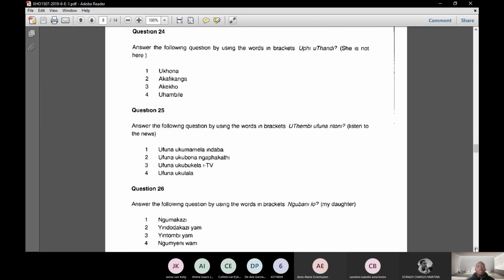Question number 24. Answer the following question by using words in brackets. What does it mean? Does it mean ukhona? Does it mean akafikanga? Does it mean akekho? Does it mean uhambile? Uphi uthandi? Option number 4. It's number 4. Is it number 4?